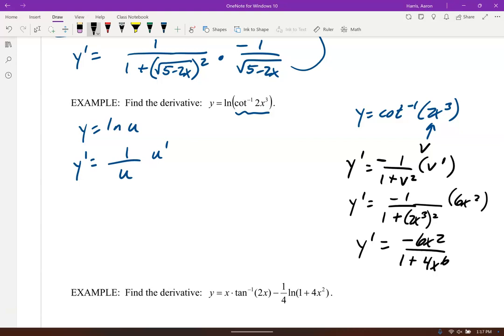All right. That's the chain rule part. That's the derivative of the arc cotangent. So let's come back over here.